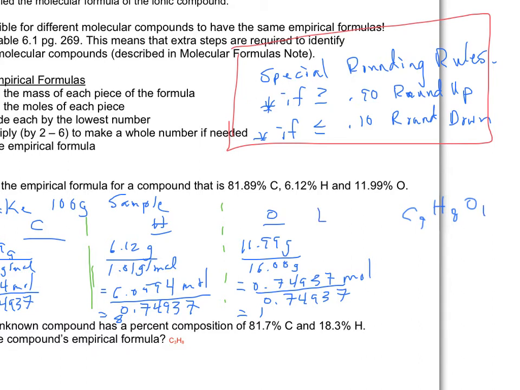This is just an empirical formula, which means that the unknown compound could be C9H8O, or it could be any multiple. It could be C18H16O2 or C90H80O10. I often include the 1 because it reminds me not to lose it when I determine the molecular formula of this compound.